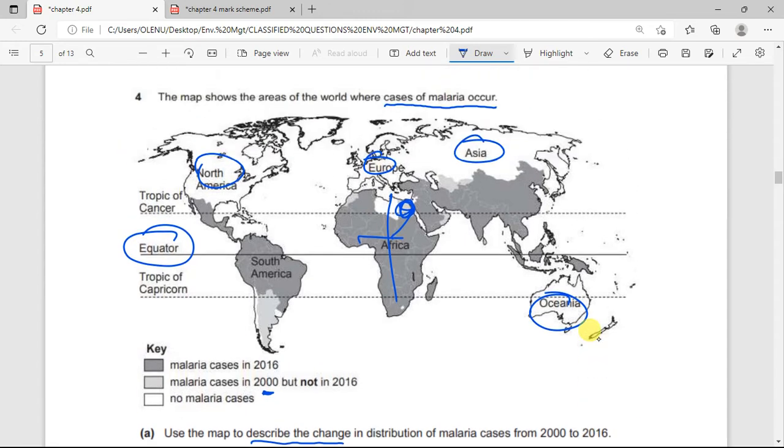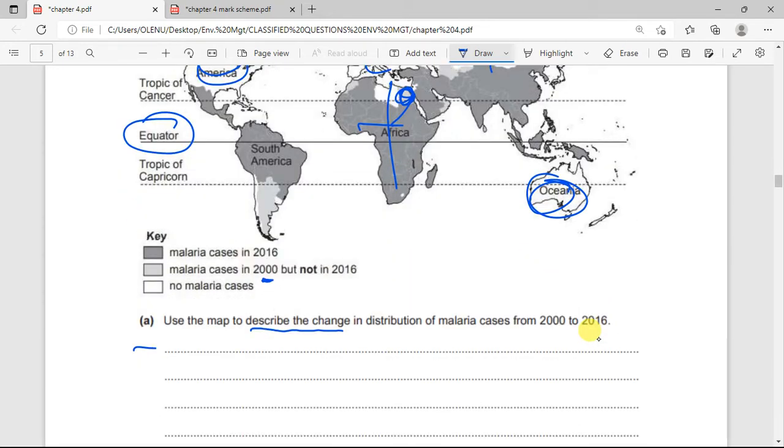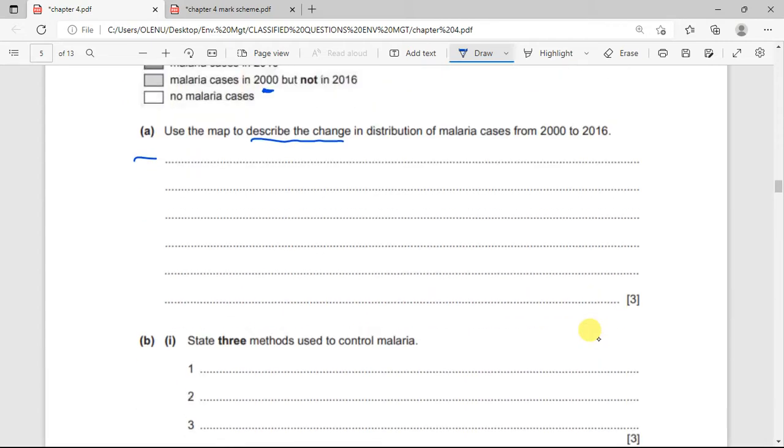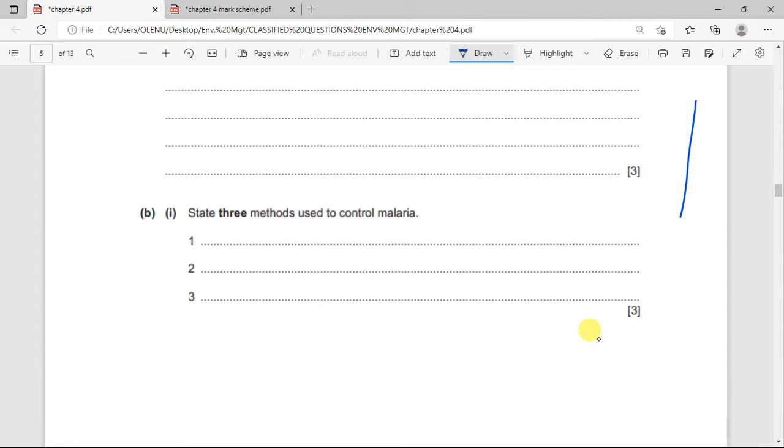In 2016, you find that North America, Europe, the north of Asia and Oceania do not have malaria. Then in the South American continent, there was a decrease in malaria cases, because the southern part had malaria as of 2000, but as of 2016, the southern part doesn't have malaria anymore. It's only the northern part. So, quite frankly, for those types of questions, just say what you can see.